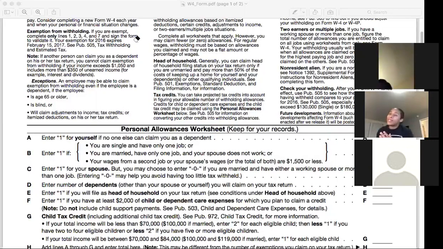Don't worry if you make a mistake. You can always readjust this form. You can readjust it every week if you want to. It's your form. It's your money. It's not like it's set in stone. You can change this and revisit this form as often as you like.